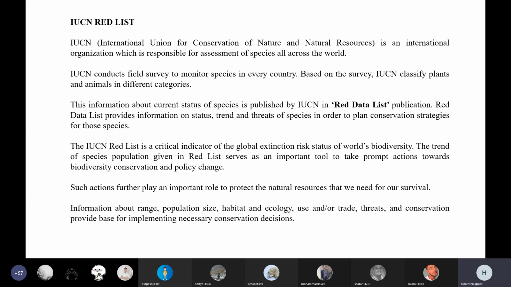There are more than a lakh species on the IUCN Red List which are under threat, and more than 37,000 species are threatened with extinction, including 41% of amphibians, 34% of conifers, and so on. So this many species are on the verge of extinction. इसीलिए ये लिस्ट बनाना बहुत ज़रूरी है, and this is known as the complete barometer of life.